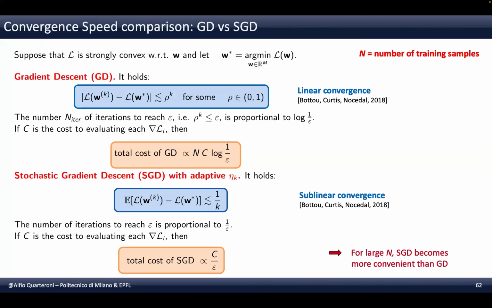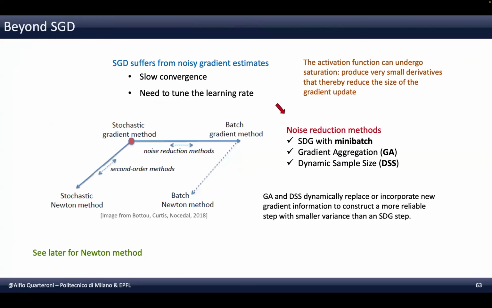And the lesson to learn is that if n is large, if the size of the training set is very large, the SGD, the stochastic gradient descent, is computationally speaking more convenient than the gradient descent. That's why we typically use the stochastic gradient descent, independent of L.